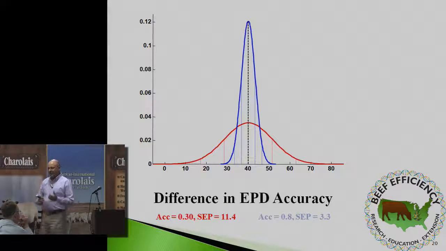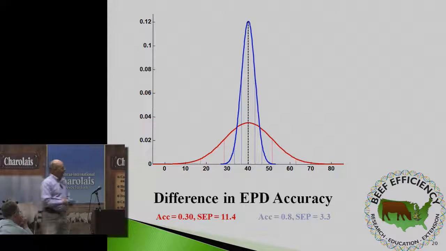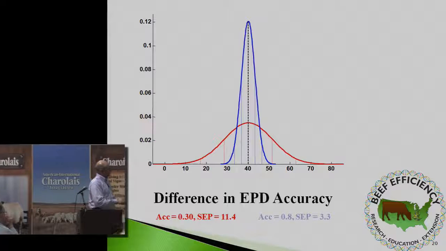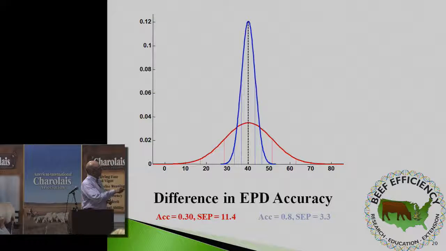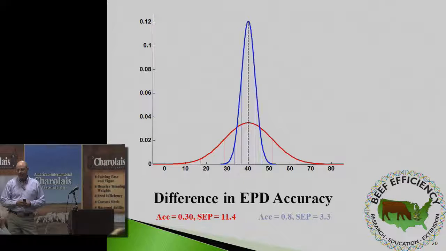You have probably all seen a slide like this before, and it just illustrates the importance of accuracy. Here are two bulls. Let's use weaning weight as an example. Let's say it's a 40 weaning weight EPD. Two bulls, exactly the same EPD, dramatically different accuracy values, a 0.3 and a 0.8. The 0.3 would be representative typically of a yearling bull you might have in your spring or fall production sale, available for clients to buy.